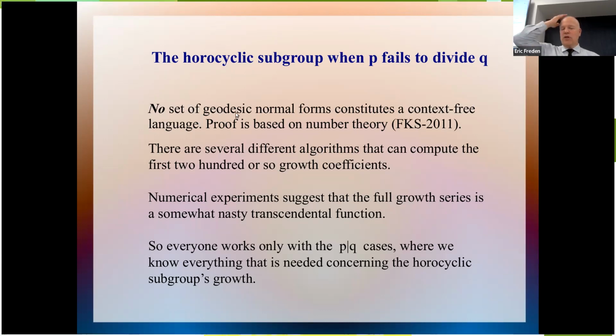We don't have any kind of nice recursions in that case, nothing that suggests the growth is anything but utter chaos. We have some algorithms that can compute several hundred of the growth coefficients and get a partial series, but the series is probably a nasty transcendental function. Can't work with it. I don't know how to deal with the fibers when P fails to divide Q. I can't deal with it. So everybody ignores BS(2,3). Ignore everything that's needed about the horse subgroup control.